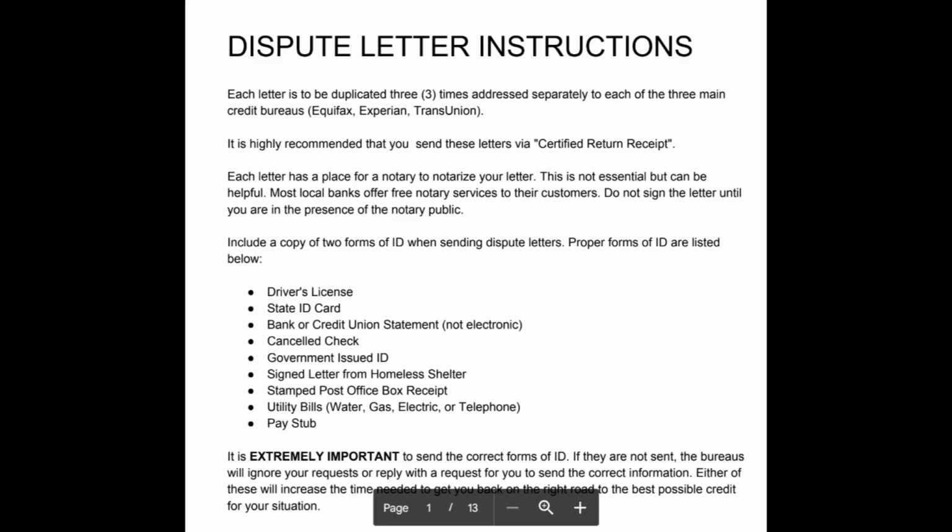So when you look at this here, what we're going to get into is the things that you're going to need. Dispute letter instructions. Each letter is to be duplicated 3 times, addressed separately to each of the 3 main credit bureaus: Equifax, Experian, TransUnion. This is if you're dealing with agencies that are divulging your personal information unwarranted without a contract. That is highly illegal.